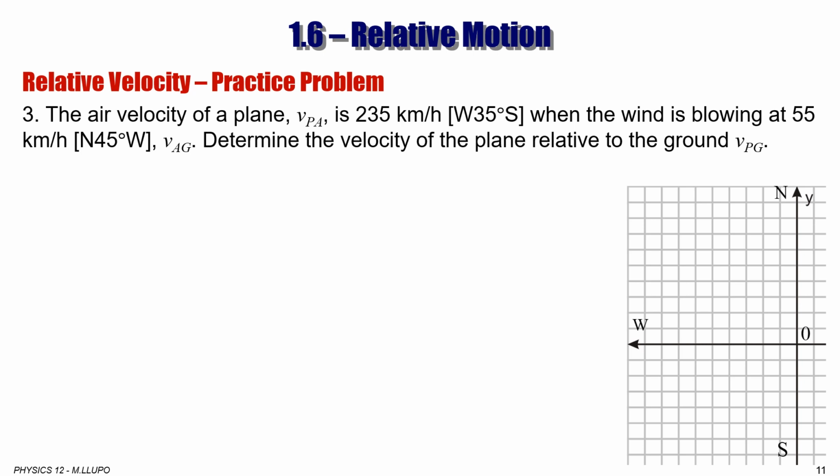Okay, this is the last practice problem for this relative velocity. This is a more complex one, so I want you to get a piece of paper, a calculator and a pencil and try it with me. The air velocity of a plane, we label it as VPA, is 235 kilometers per hour, west 35 degrees south, when the wind is blowing at 55 kilometers per hour, north 45 west, we label it VAG. Determine the velocity of the plane relative to ground, we label it as VPG, plane relative to ground.